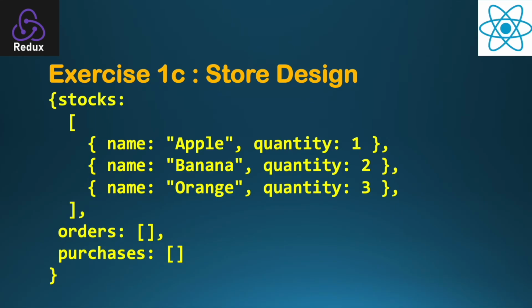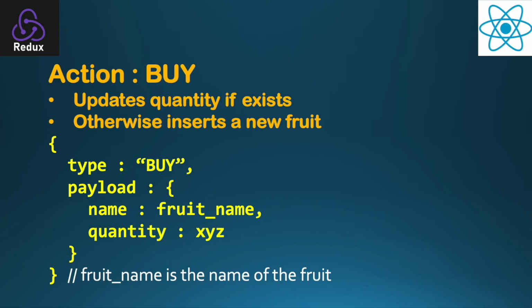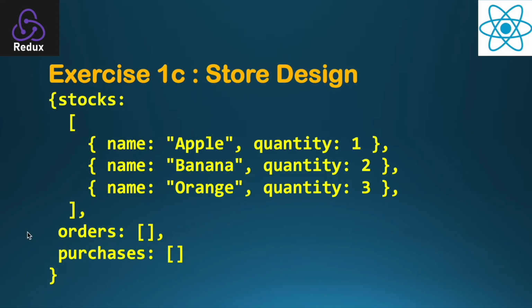Next, what do we want to do? So we have a store design where we have stocks. We have all the orders in an array and purchases in an array. So instead of the previous store design, we have the array of all the orders and the array of all the purchases. The buy and the sell work identically. So we now want to implement this store design. Let's go ahead and do it.